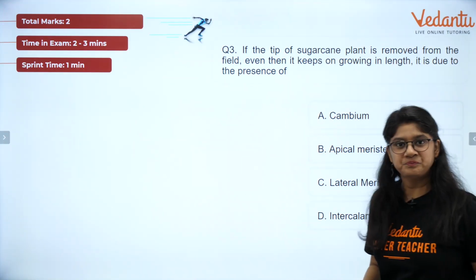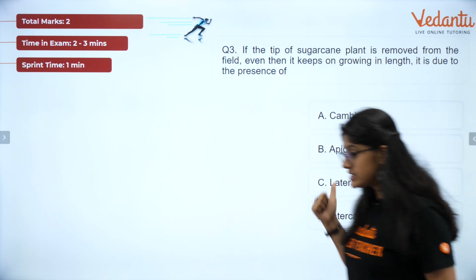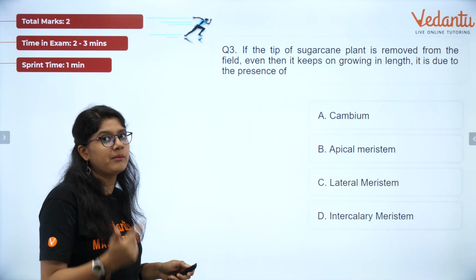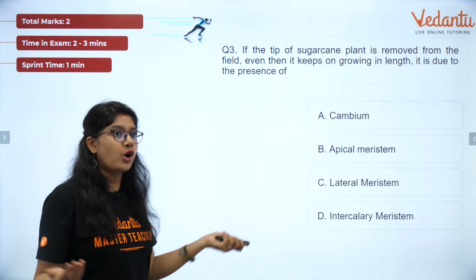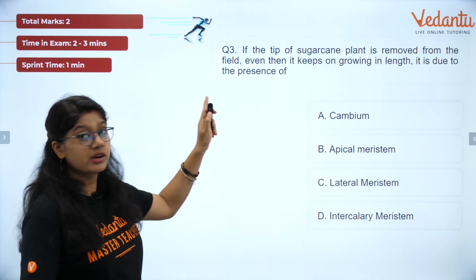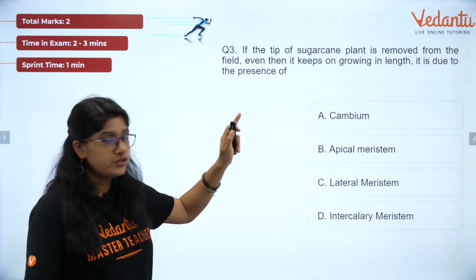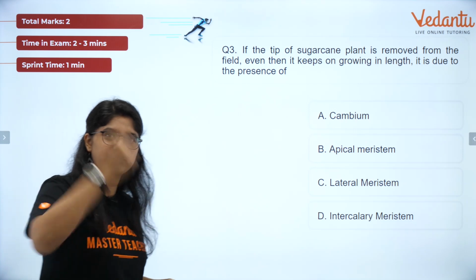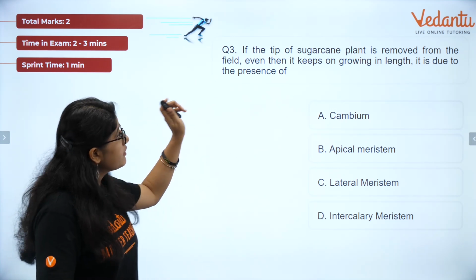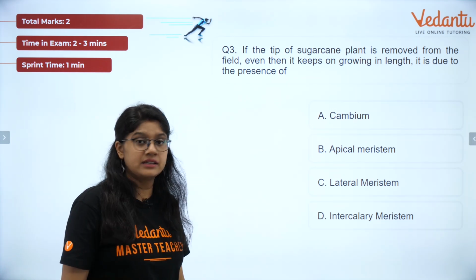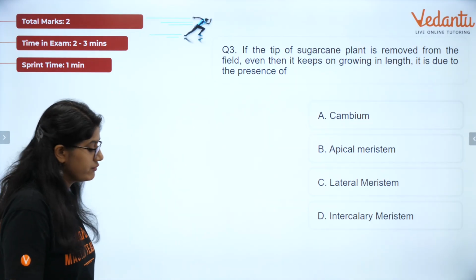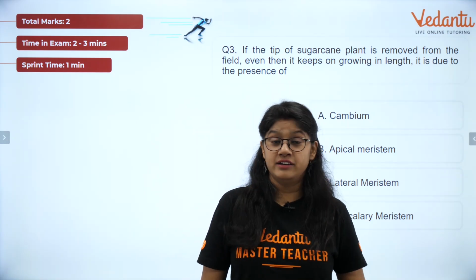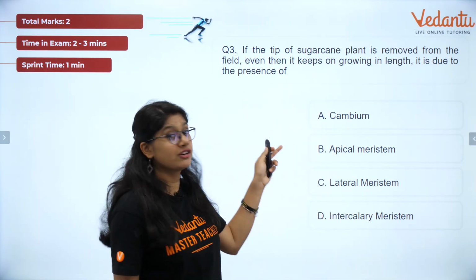Next question, everyone. Over here, read the question properly, it's MCQ based, and of course this question can come in a more elaborated way also. So we have this: if the tip of a sugarcane plant is removed from the field, just imagine you have sugarcane and you remove a leaf from there, even then it keeps on growing in length. Is it due to the presence of? What is the tissue over here which helps in the growth of this particular part?